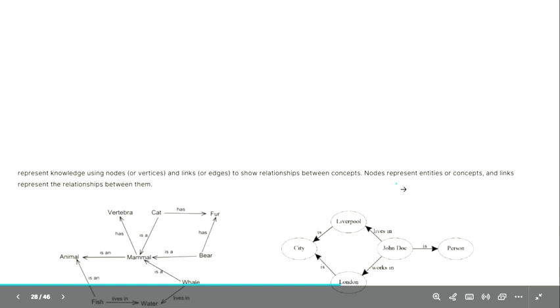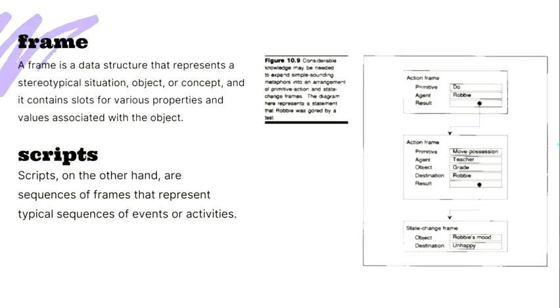Frame. A frame is a data structure that represents a stereotypical situation, object, or concept, and it contains slots for various properties and values associated with the object. Scripts, on the other hand, are sequences of frames that represent typical sequences of events or activities. This is the frame, and in the frame there are multiple scripts you can see here.